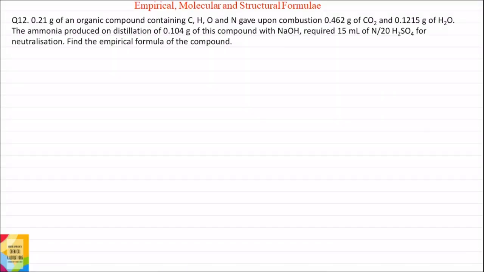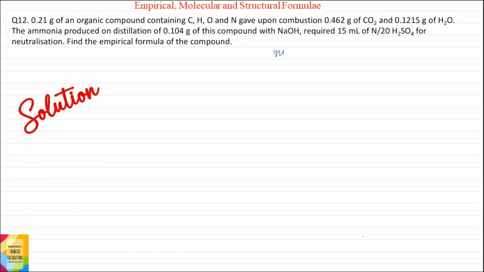Question 12. 0.21 gram of an organic compound containing carbon, hydrogen, oxygen and nitrogen gave upon combustion 0.462 gram of carbon dioxide and 0.1215 gram of H2O. The ammonia produced on distillation of 0.104 gram of this compound with NaOH required 15 milliliter of N by 20 H2SO4 for neutralization. Find the empirical formula of the compound.